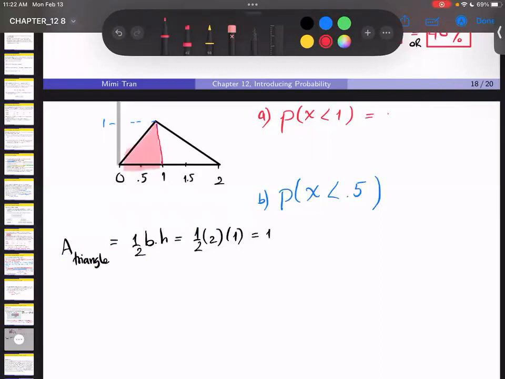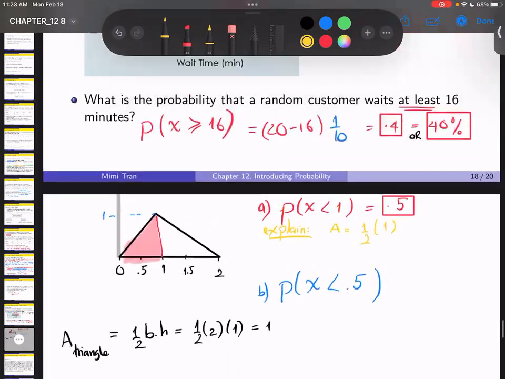So that's the area right there, 0.5. Or you can use the formula. Let's use the formula. This is extra stuff. So the area will be what? 1/2 times, what is my base here? The base is 1, right? And the height is also 1. So 1/2 times 1 times 1, which is 1/2, which is 0.5.